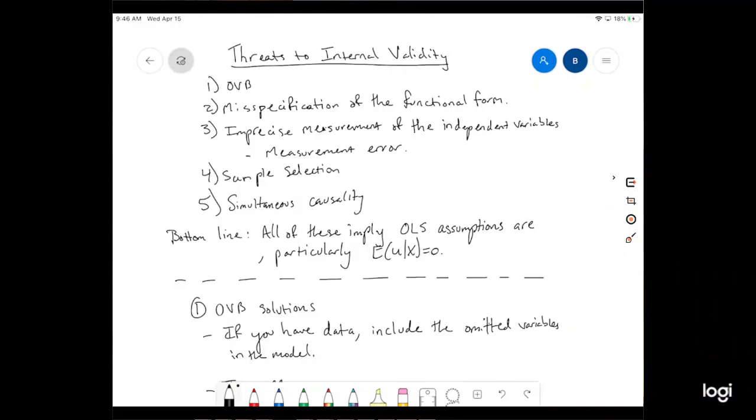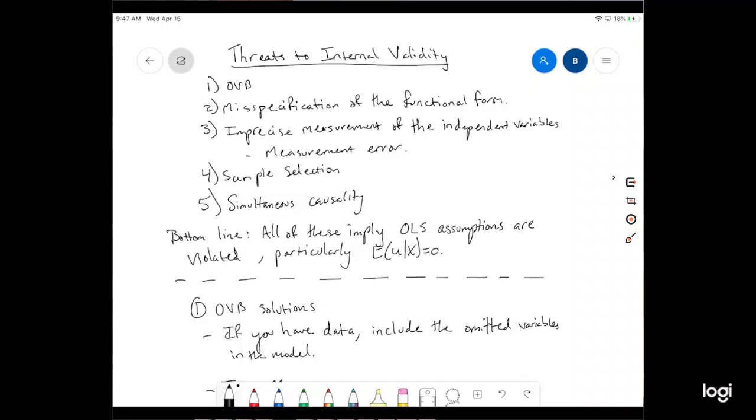Okay, so that was threats to external validity. Now let's talk about threats to internal validity. Do the estimates apply to the population being studied? There are 5 major threats to internal validity, and if you go through each of these and think about how each might affect your estimates, then if you can rule out all of these being a problem, you can assume that your estimates are internally valid.